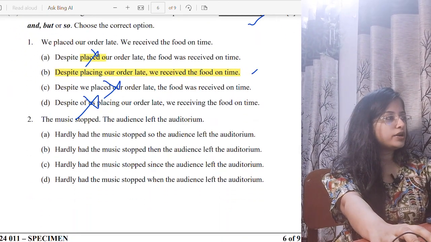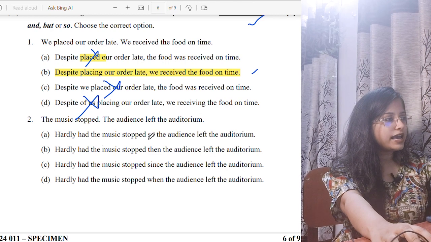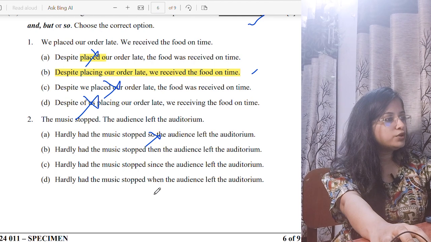Next, the music stopped, the audience left the auditorium. Hardly had the music stopped. Hardly is never used with so. With hardly we use when.